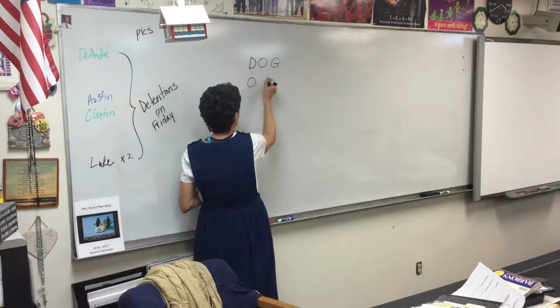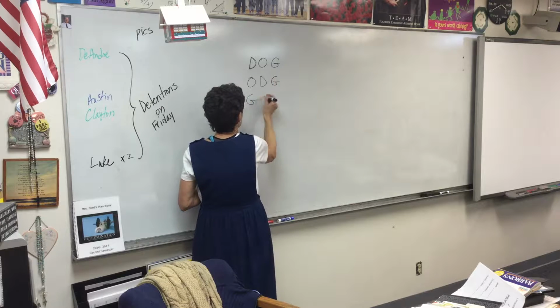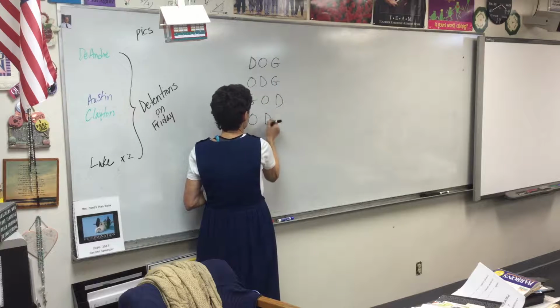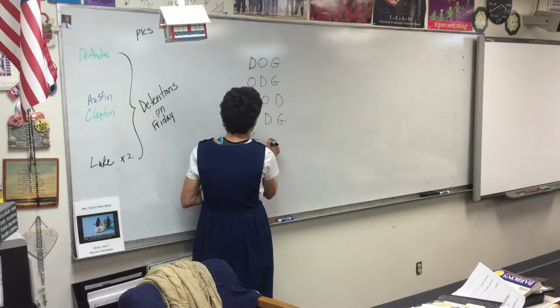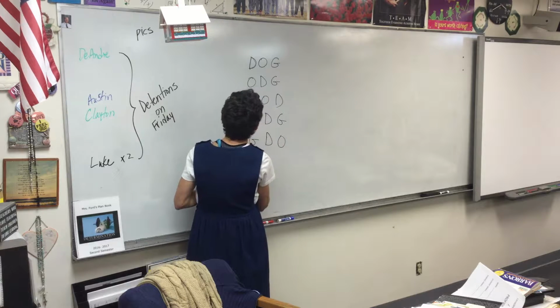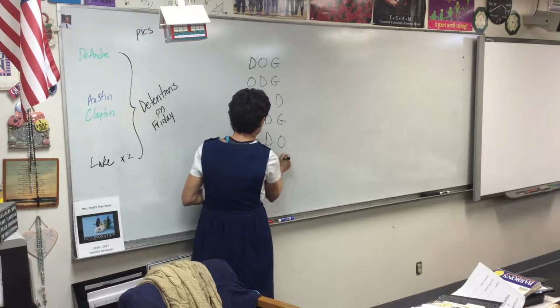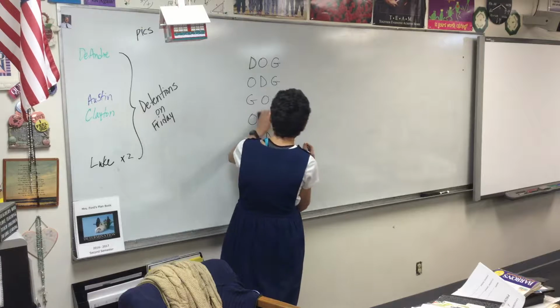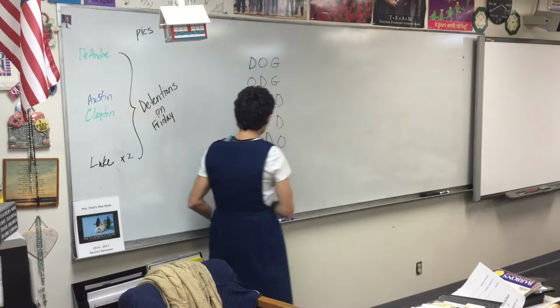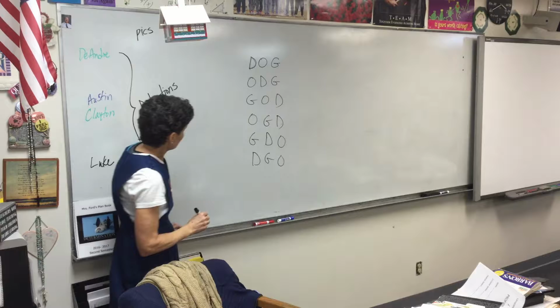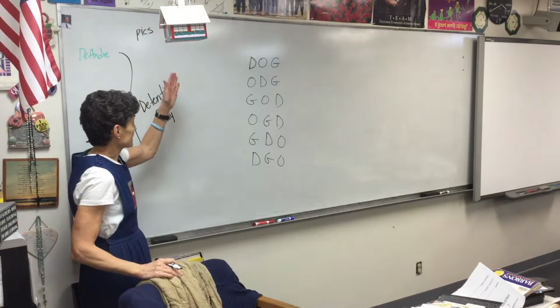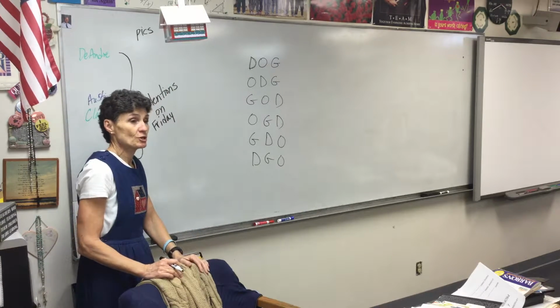And if you wanted to look at those, it would look like this. What am I missing? I have OGG twice. Oh, I need OGD. Is that better? I think I got them all. There are the 6 ways that you can arrange those letters.